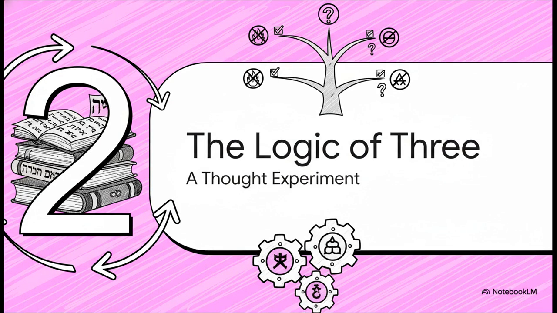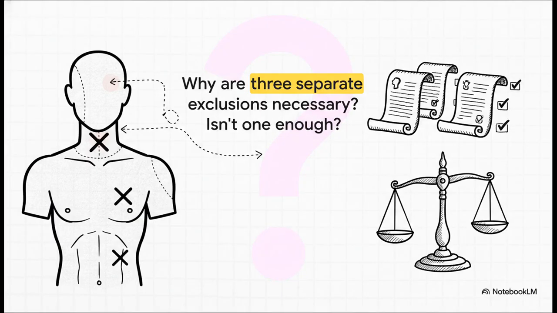But wait, this is where the real genius of their analysis just shines through. It wasn't enough for them to just list these 3 exclusions. The Talmudic text goes a step further and explains why you need all 3. It's this amazing thought experiment. And this is the very question the Gemara, the core text of the Talmud, asks itself. It's like they're having a debate right there on the page. Okay, if you tell us not on the neck, doesn't that pretty much imply it has to be on the head? Why do we also need to be told not the back and not the breast?